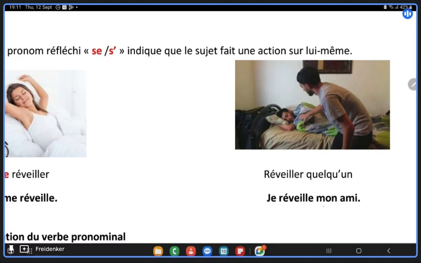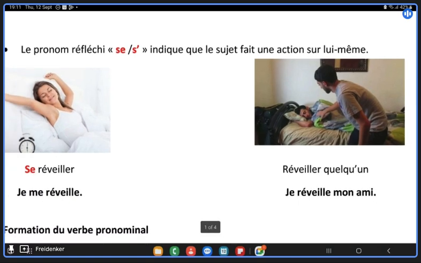Je réveille mon ami. I wake my friend up. Here there is no se. It is not reflecting onto the pronoun. It's not coming back to the pronoun. You're waking your friend. You're not waking yourself up. So that is the difference. If you're waking yourself up, you'll get se. If you're doing the action onto others, you'll not get se. You'll just basically get je réveille mon ami.